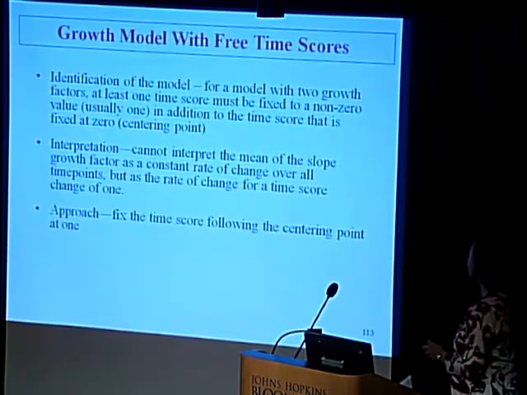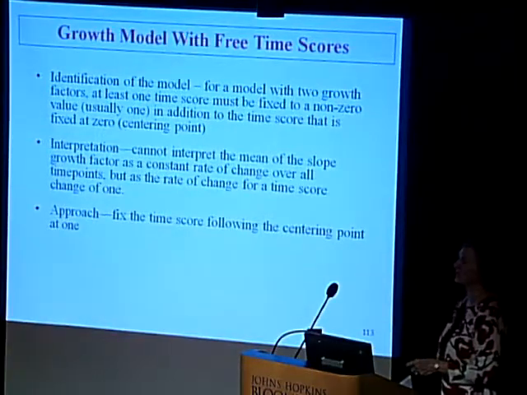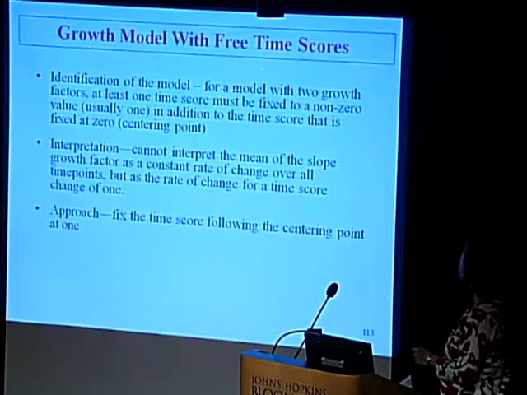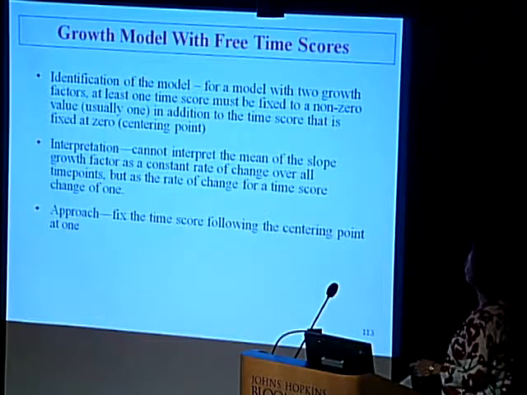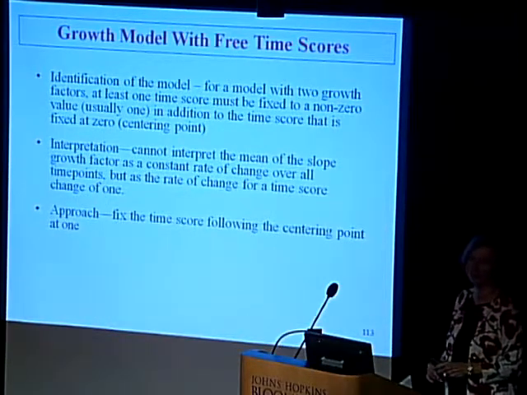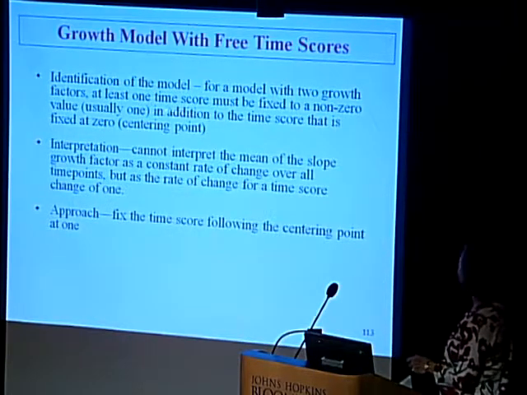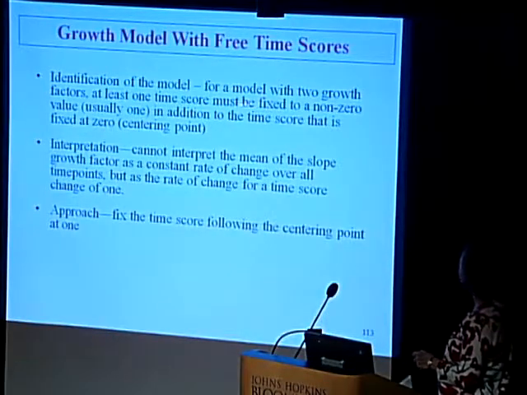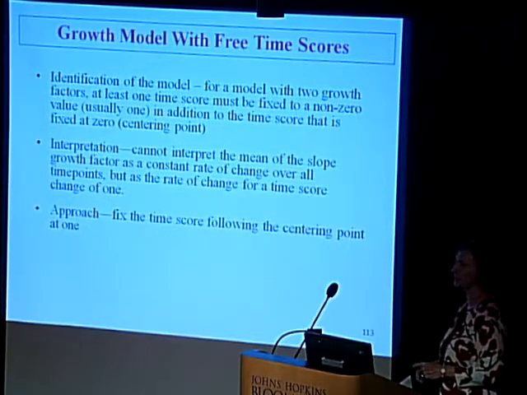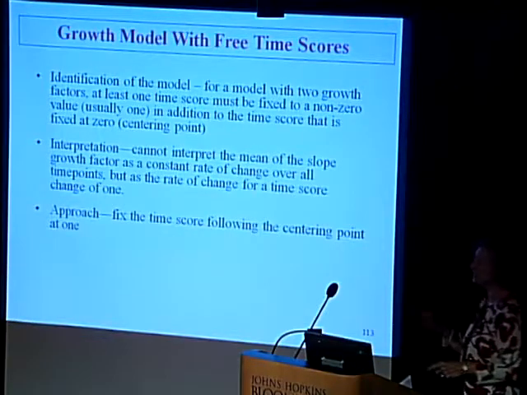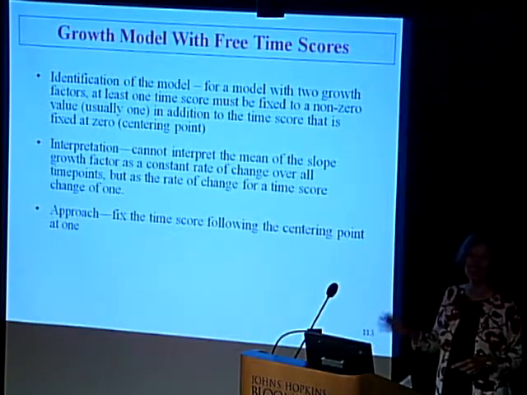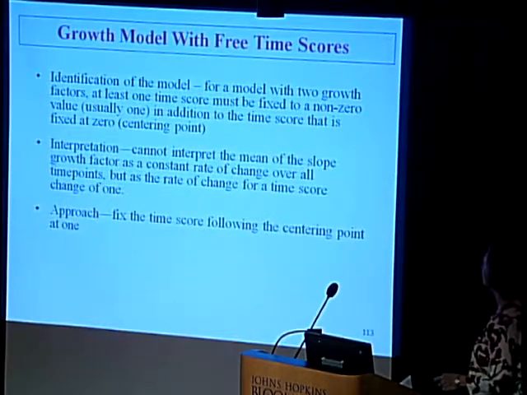Now, when we have a growth model, so that's to give you a little example of what we would be doing, there are some issues we have to think about. And one of them is for the model to be identified. We need at least 2 fixed time scores, one fixed to a non-zero number, usually 1, in addition to the time score that's fixed at 0, the centering point. So we need a 0 and a 1 at a minimum fixed, and then some free time scores.